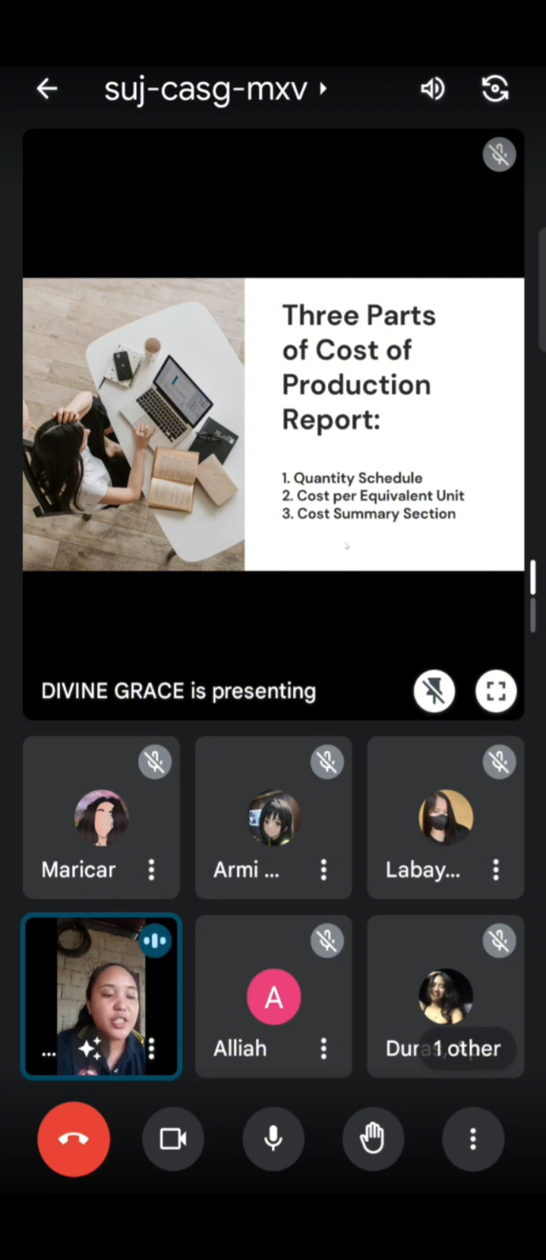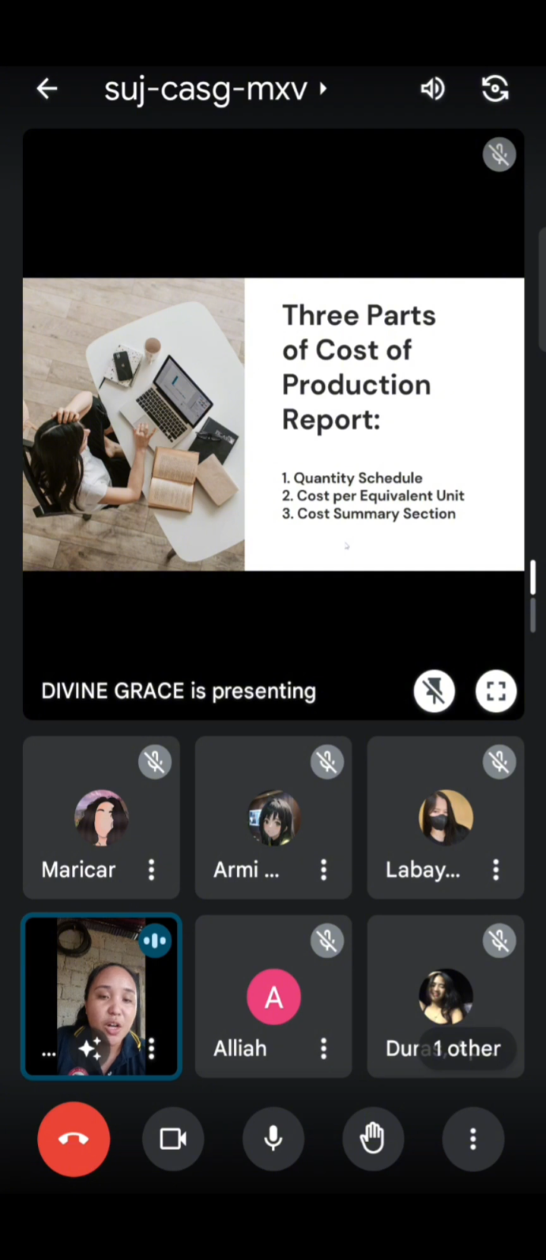The cost summary section summarizes the production and cost activity within a specific department for a given reporting period. It includes the total cost incurred, such as materials, labor, and overhead, and provides a comprehensive overview of the cost of production. So, kanina, sa cost per equivalent unit, ang makikita lang doon is yung kung magkano yung nagastos niya per unit na ina-produce niya.